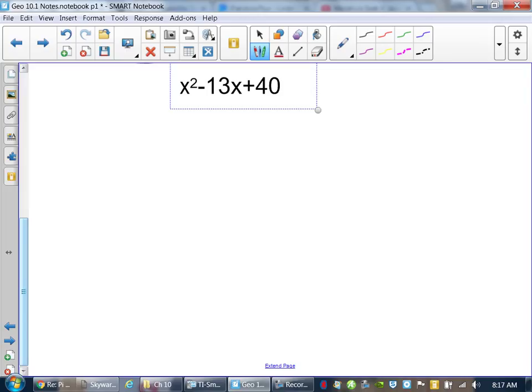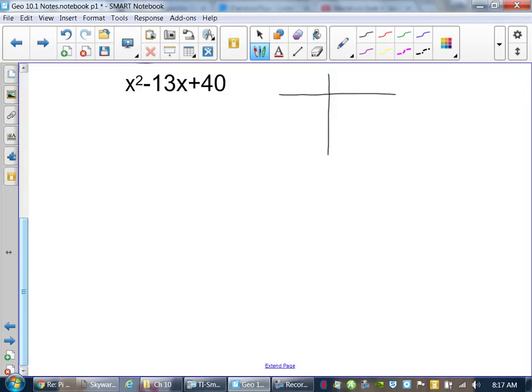I don't know, call me crazy. What I'm doing here is asking what times what multiplies to 40, but adds to negative 13. So you need two numbers that multiply to 40, but add to equal negative 13.